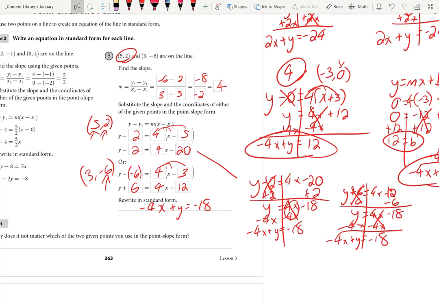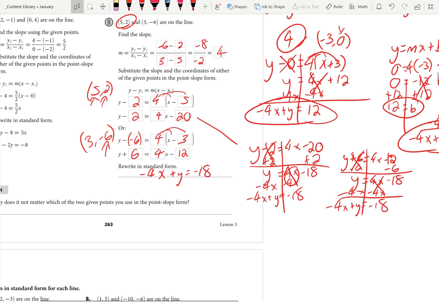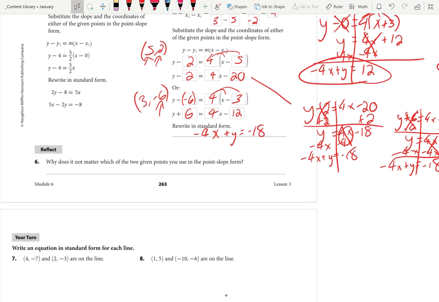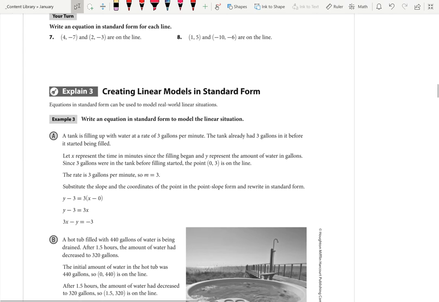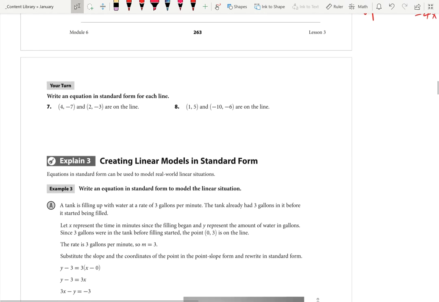So also keep in mind, you could still do this even with slope-intercept form. I only did this whole problem using point-slope form, but I could do all of this again using slope-intercept form. But obviously, I'm not going to do that because it's going to take up a lot more time than we need. But you can do it. So I'm going to finish here with number 7 and number 8.